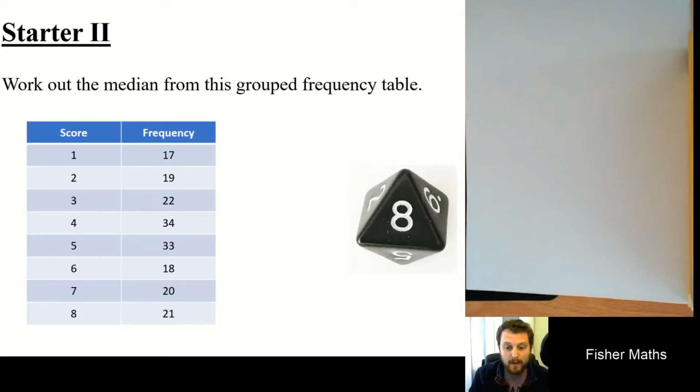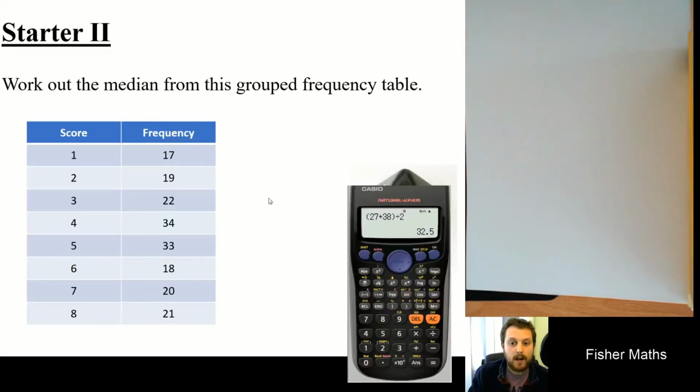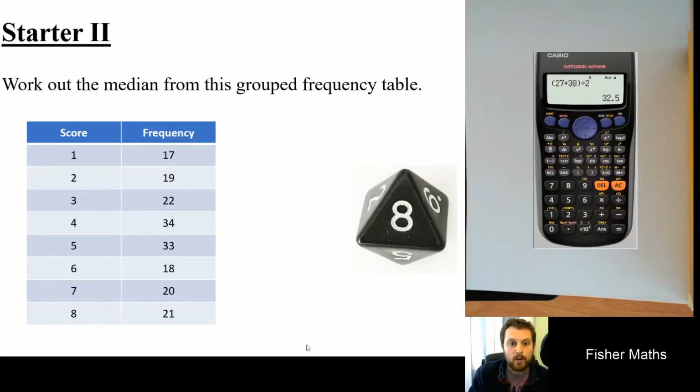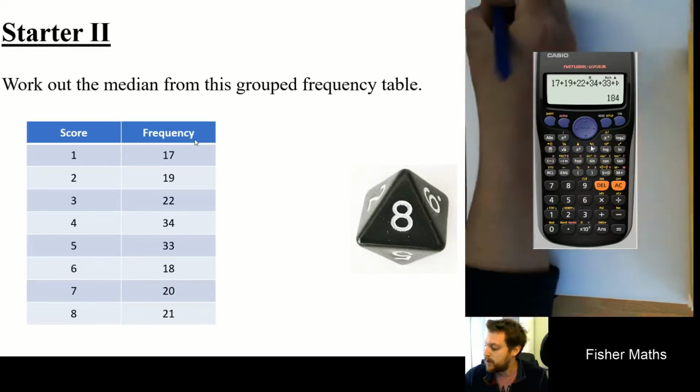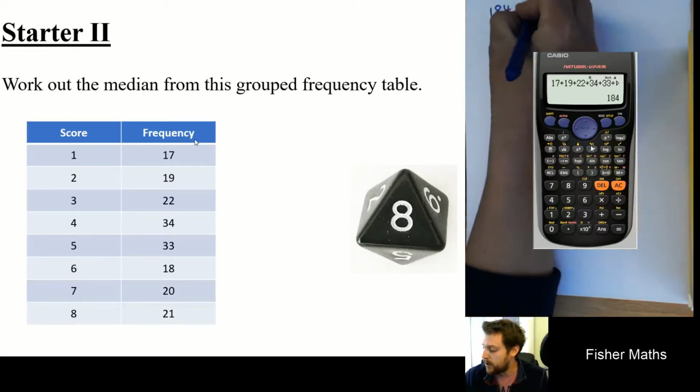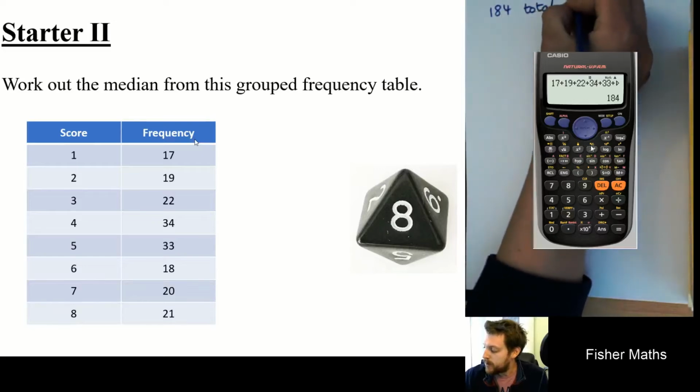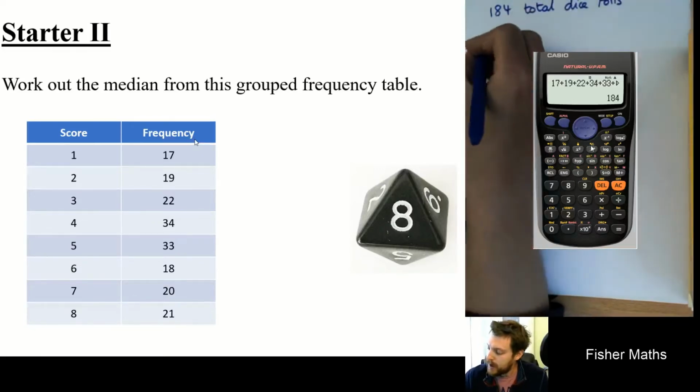We rolled it however many times, and let's actually work out how many times it was rolled, right? Like that would be a good idea. So how many times was this rolled? So I'll do 17, add 19, add 22, add 34, add 33, add 18, add 20, add 21. So the dice was rolled 184 total dice rolls. So this is what you get when you add up the total frequency.